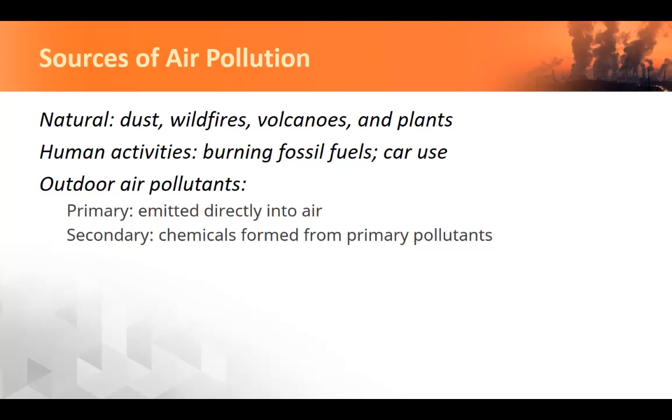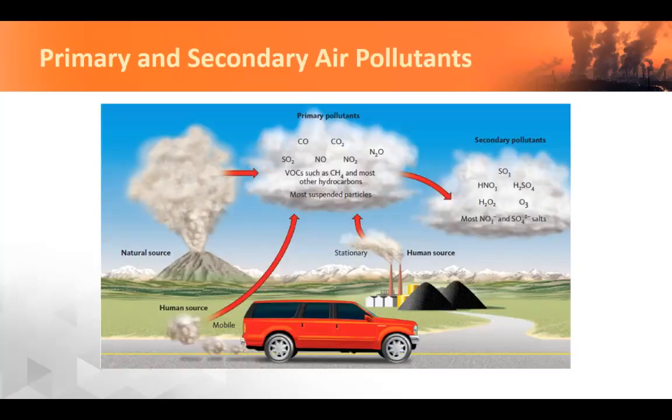Primary pollutants are those that are emitted directly into the air from whatever the source is. Secondary pollutants, however, are chemicals formed from the primary pollutants when they go through some sort of chemical reaction in the atmosphere, depending on what they are. So, again, we've got these two categories: primary and secondary air pollutants.